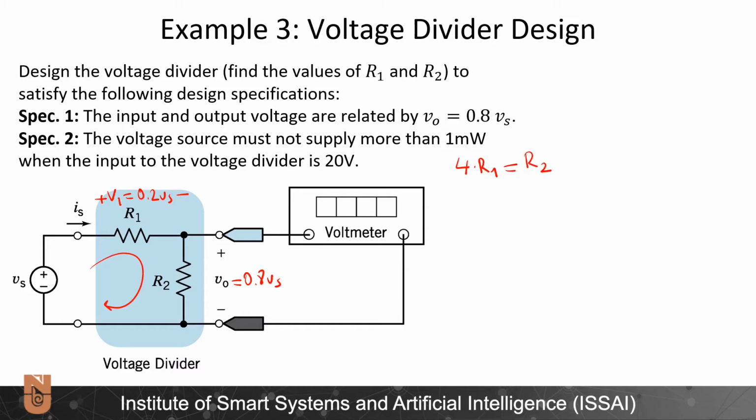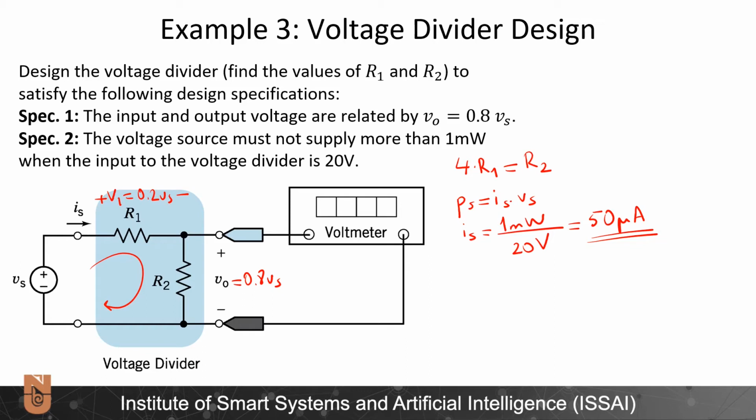In addition to this, I have another piece of information. Power supplied by the power supply is equal to Is times Vs. I know that Vs is equal to 20 volts and power should be 1 milliwatt. Accordingly, Is is equal to 1 milliwatt divided by 20 volts. Now I need to just have a good grasp of the SI prefixes, and the resulting value is 50 microamperes. It is a small amount of current.